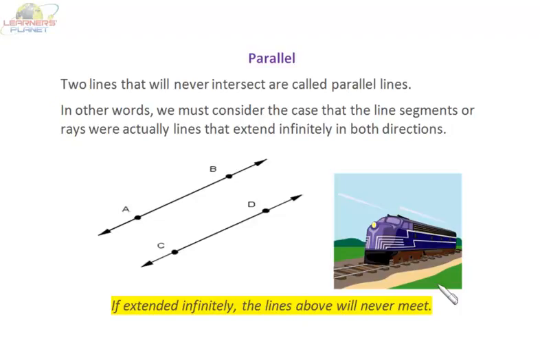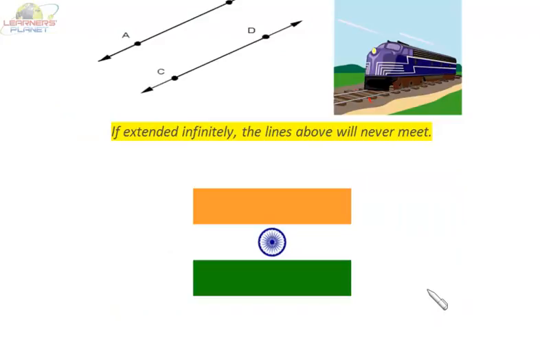Okay, you see this is a railway track. These two lines are parallel lines. Okay, if extended infinitely, the lines above will never meet. The flag here, this line and this line, this line and this line, 1, 2, 3, 4. 4 lines are parallel, so they are not going to meet anywhere.